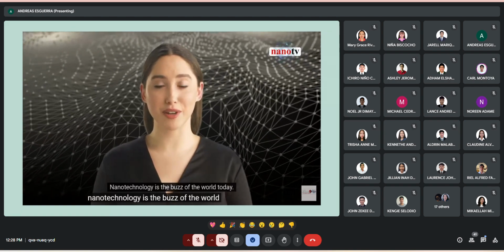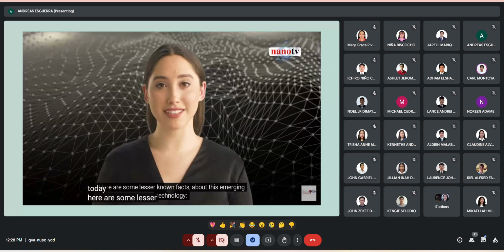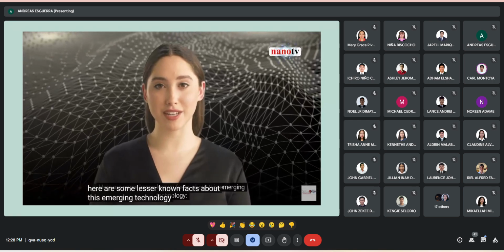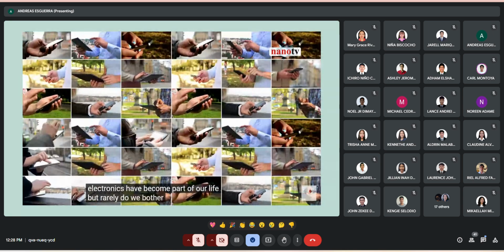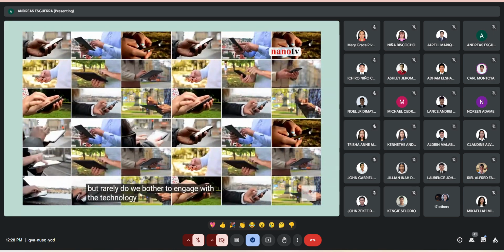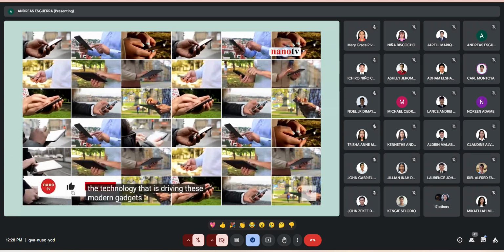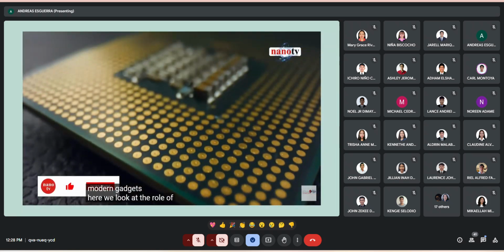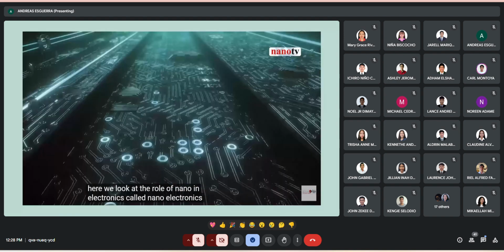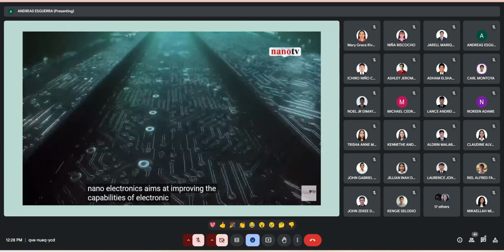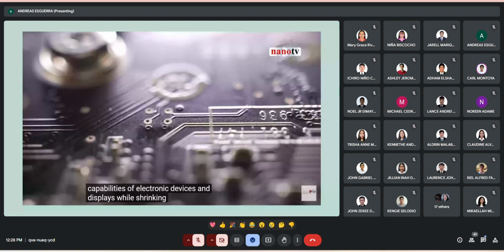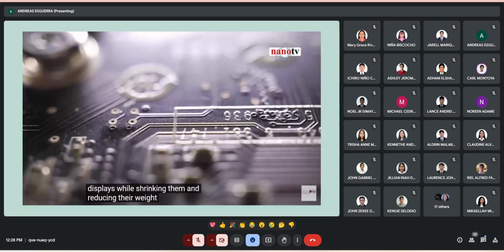Nanotechnology is the buzz of the world today. Here are some lesser-known facts about this emerging technology. Electronics have become part of our life, but rarely do we bother to engage with the technology that is driving these modern gadgets. Here we look at the role of nano in electronics, called nanoelectronics. Nanoelectronics aims at improving the capabilities of electronic devices and displays while shrinking them and reducing their weight and power consumption.